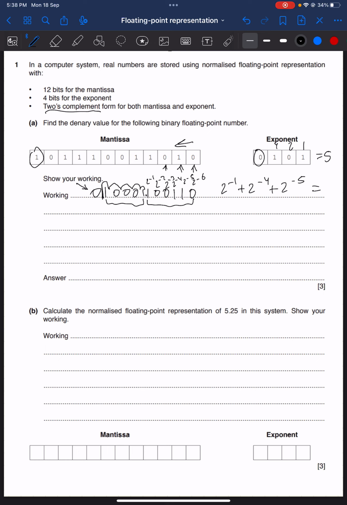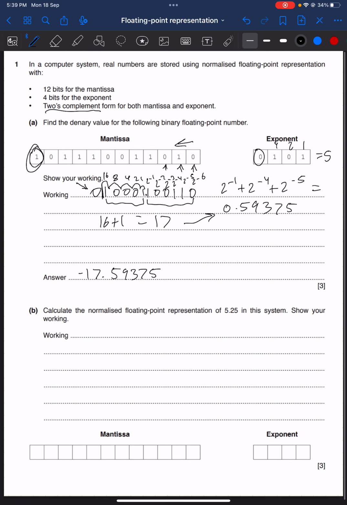Which gives you 0.59375. And now we have to calculate the integer: 1, 2, 4, 8, 16. 16 plus 1 equals 17. Now we just add these two numbers, so it'll be 17.59375. Initially we converted this into a positive number, but the mantissa was originally negative since it starts with a 1, so we have to give the number a negative sign.